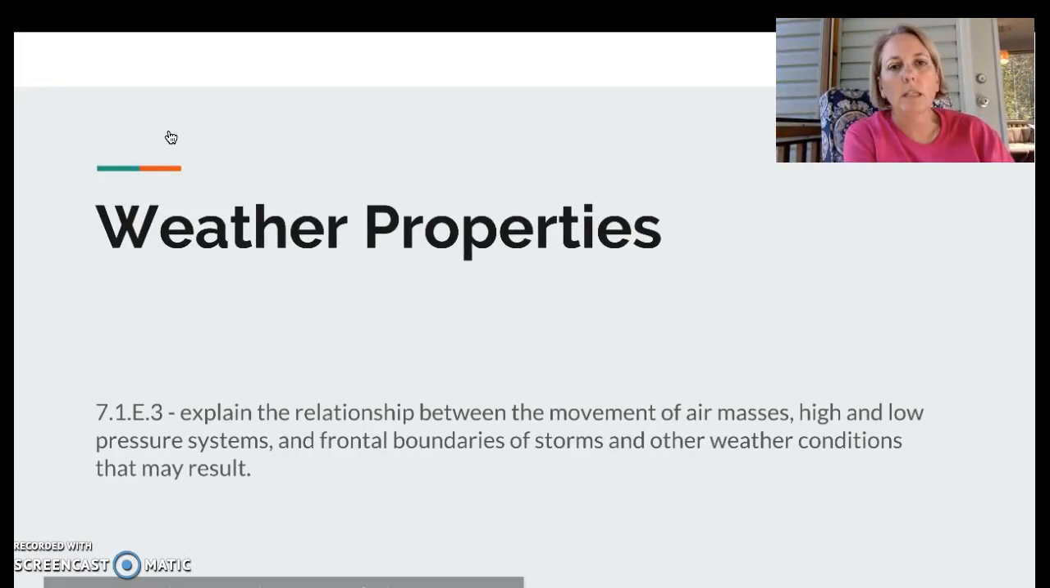It's 7.E.1.3. Basically in this, you should be able to explain the relationship between the movement of air masses, high and low pressure systems, and frontal boundaries of storms and other weather conditions that may result. So basically we need to understand how air moves in our atmosphere, especially the layer closest to us, the troposphere, and how those frontals and boundaries and air masses actually give us severe weather.